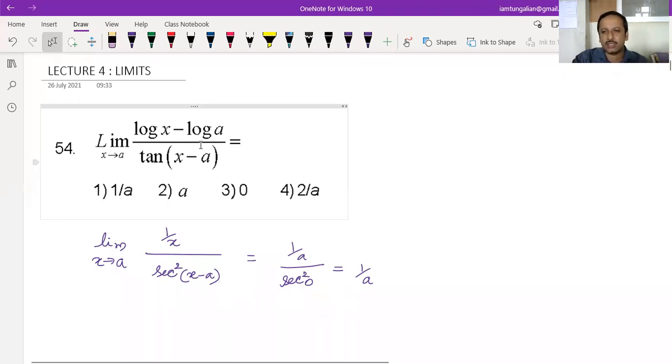Log a is a constant, a is a constant, and therefore log a is also a constant, its derivative is 0. Divided by tan x minus a, whose derivative is secant square x minus a. Now apply the limit as x tends to a. So you get 1 by a divided by, putting x equal to a here, a minus a is 0, secant square 0 is 1. So the answer is 1 by a.